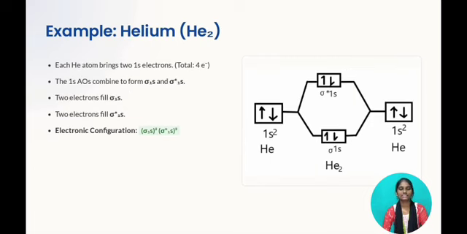Another example is helium. Electronic configuration is 1s2. Each helium atom brings two 1s electrons. The 1s atomic orbitals combine to form sigma 1s and sigma star 1s. Two electrons fill sigma 1s, and two electrons fill sigma star 1s. This is the energy level diagram of helium.